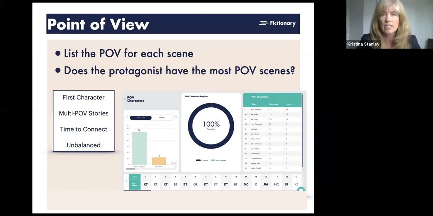Okay, so your action for a point of view in self-editing is to list the point of view character for each scene. And you want to keep that list going. And when you've done your whole book, for every scene, then you want to look at who is your protagonist and do they have the most number of point of view scenes. And if a different character does, you might want to think about maybe that other character is actually the protagonist and it's not the one you thought it was. And that does happen to writers after they do a draft. So don't be surprised if that happens to you.